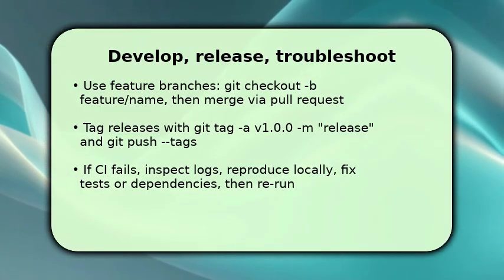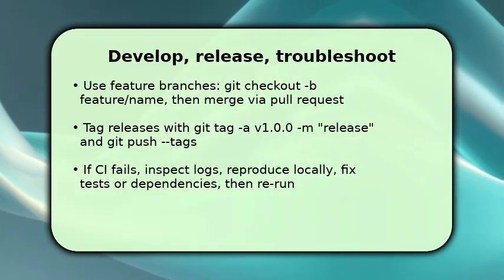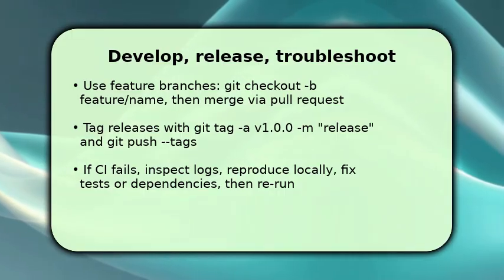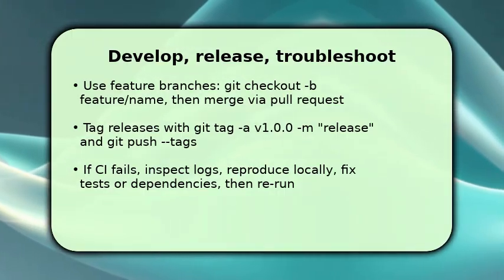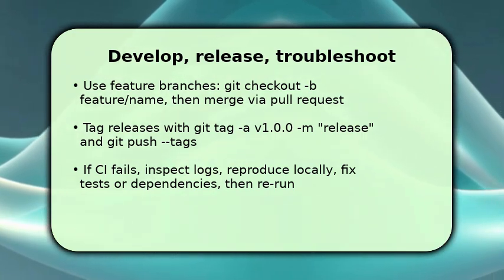If something goes wrong, check the GitHub Actions log for failures, reproduce the error locally, examine package versions and test output, then fix code or update dependencies. After committing, push and the CI will rerun to confirm resolution.